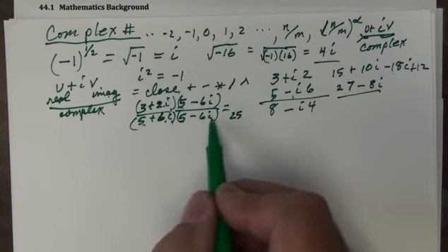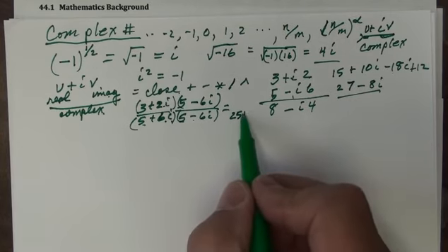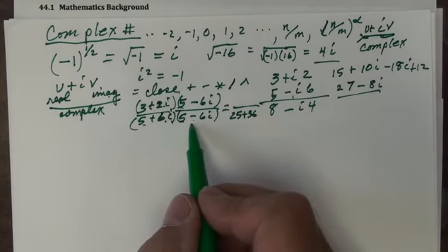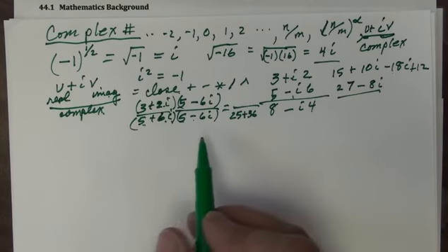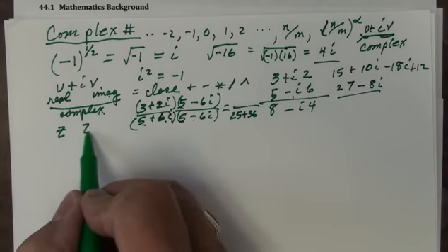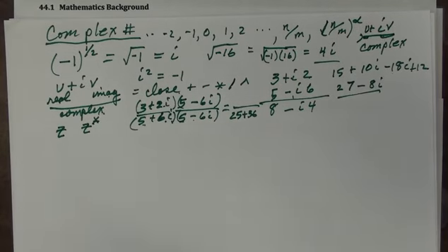And then here is i times i is a minus 1, kills this minus sign. 6 times 6 is 36. So I always get a real number when I multiply by the complex conjugate. Again, the complex conjugate of a number z is often written as z star, meaning whatever the imaginary part is, I make it negative.